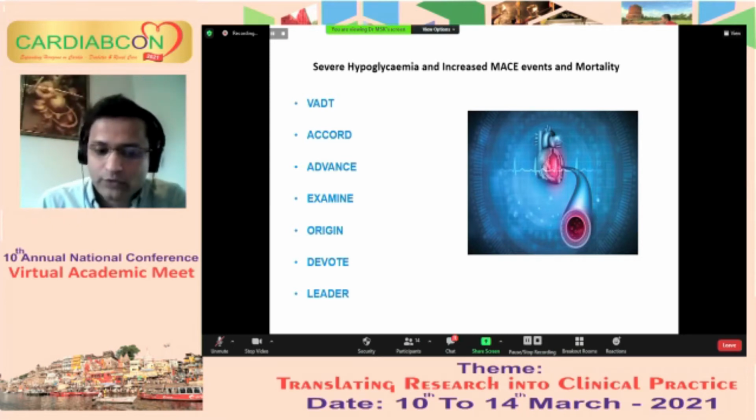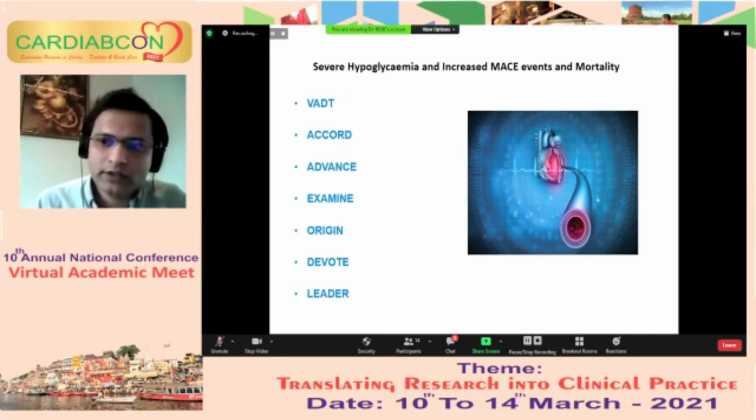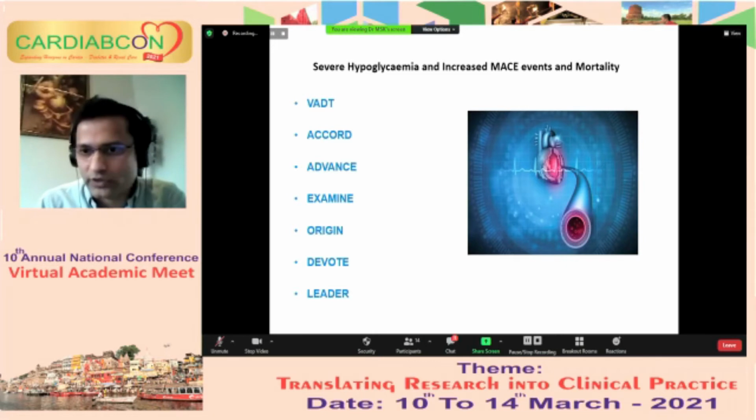So we know that from the UKPDS that the tighter blood glucose control does improve the microvascular complications, but it was not known whether we keep controlling the blood sugar control, if we keep the blood sugar tight, whether that can reflect in a better macrovascular component. And that's why the 3 further trials came into the picture, which is the Accord, Advance, and the VADT trial.